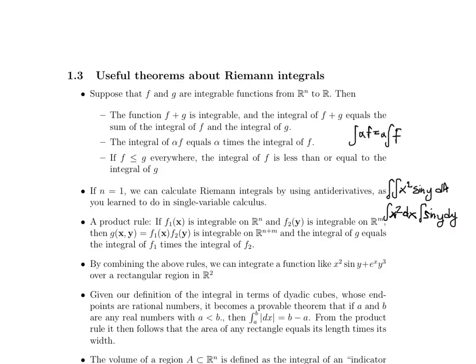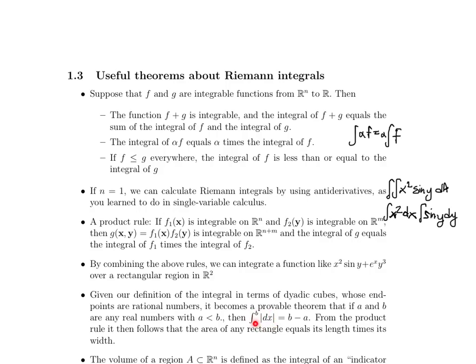We also have this following property here that says, given our definition of the integral in terms of dyadic cubes whose endpoints are rational numbers, it becomes a provable theorem that if a and b are any real numbers with a less than b, then the integral from a to b of, note that this is really the function 1, it's just not written there, 1 times dx, is equal to b minus a.